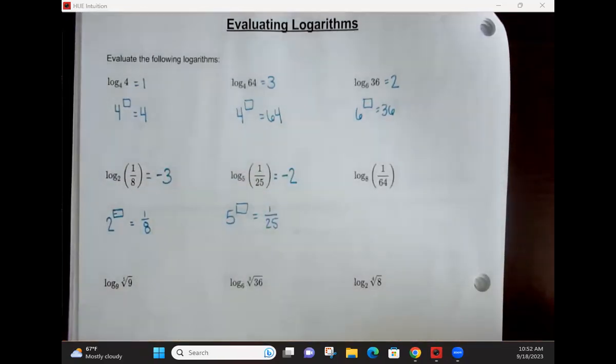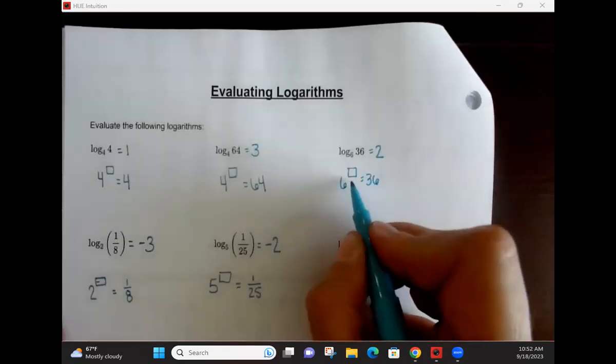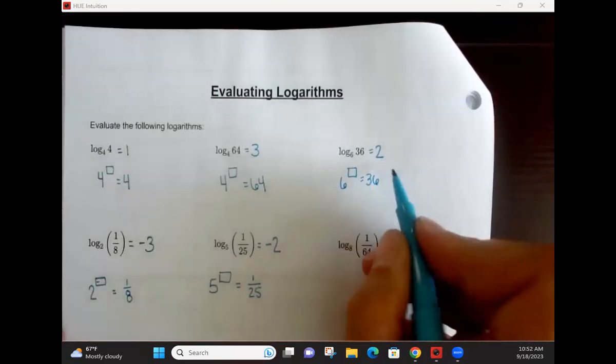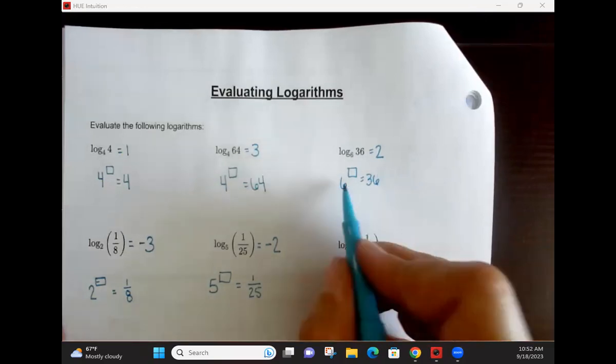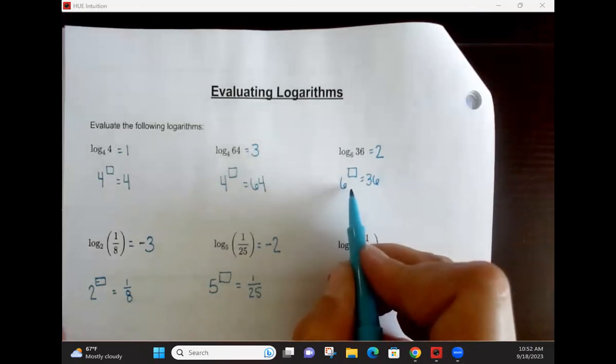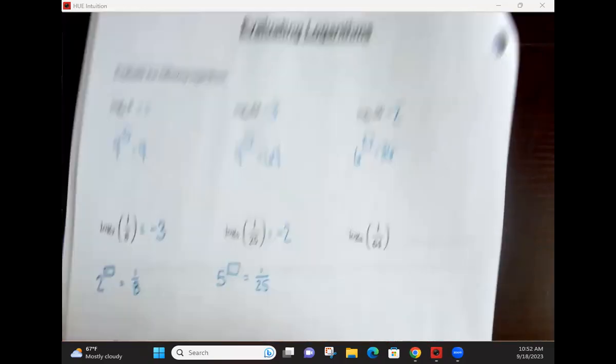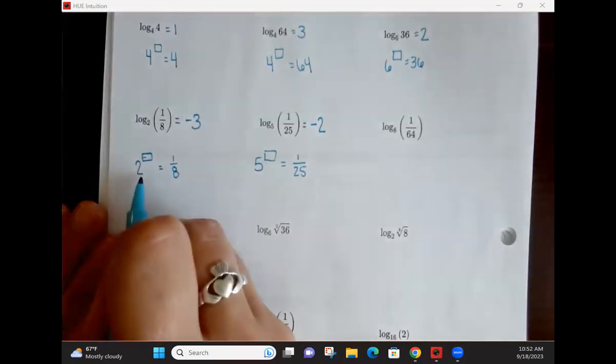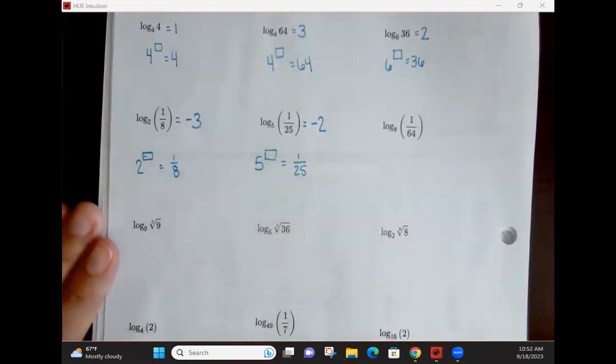The hardest part about this is remembering that we're talking about exponents. We're talking about powers. So it is really tempting to say 6 times 6, and then you tell me this log is equal to 6. But remember, it's not 6 multiplied by something. It's 6 to what power? Same thing here. It's not 2 times what gives me 8. It's 2 to what power?